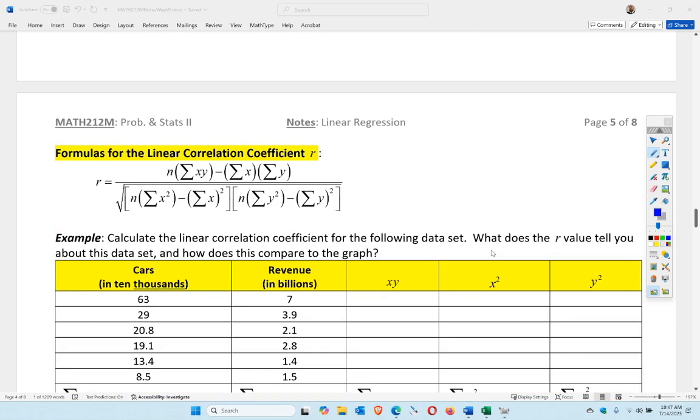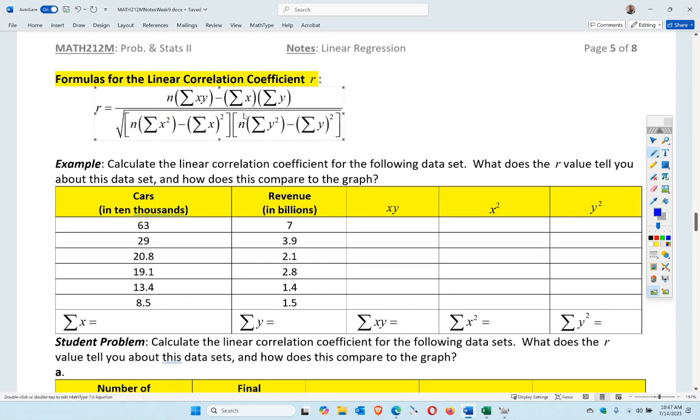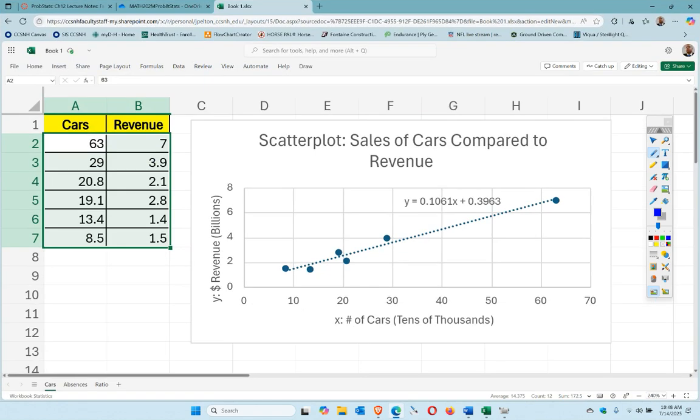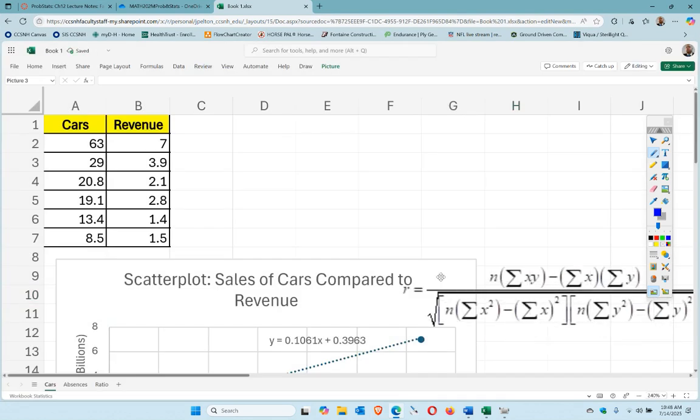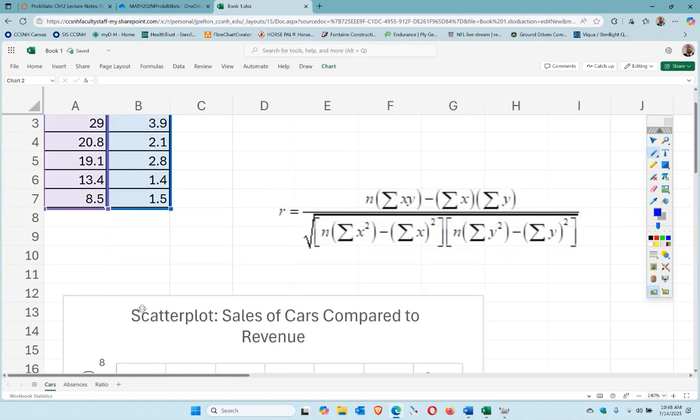Okay, so let's calculate the correlation coefficient. There's a couple ways to do it. This is one of the ways, and I'll show you the other way in a later video. So let's copy this and paste it in our spreadsheet. Oh, I clicked the wrong space. Let's move this out of the way and paste this here. Okay, so look at the things that we need. Let's get this out of the way for now.